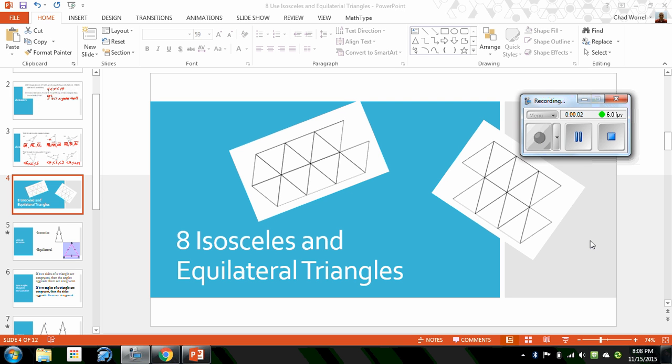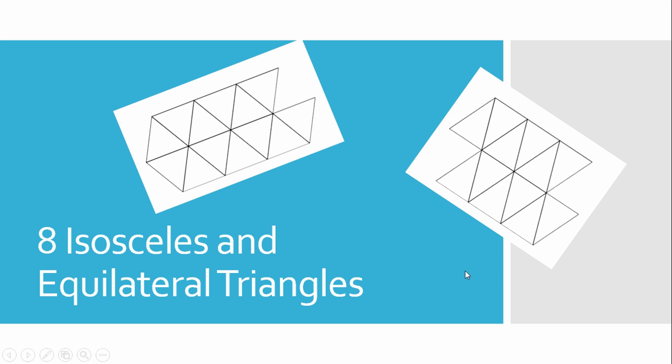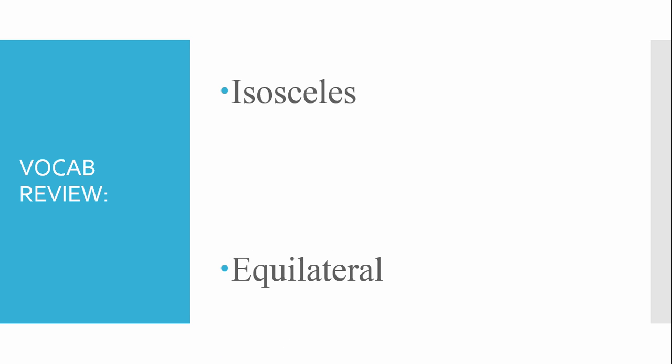This next lesson focuses on isosceles and equilateral triangles. So it focuses on some of the different properties, I guess, pertaining to what was in the last lesson and how that kind of translates over to an isosceles triangle and how it translates over to an equilateral triangle. So an isosceles triangle and an equilateral triangle.